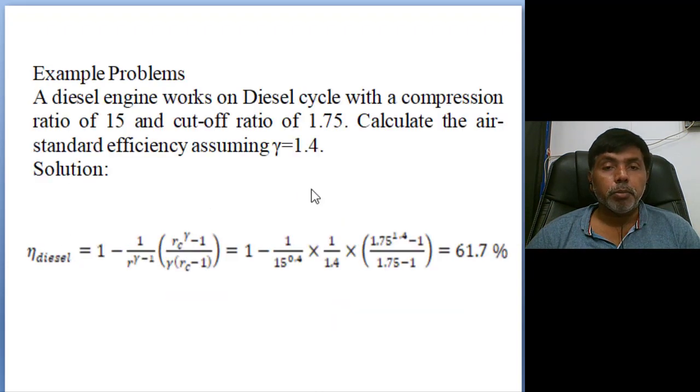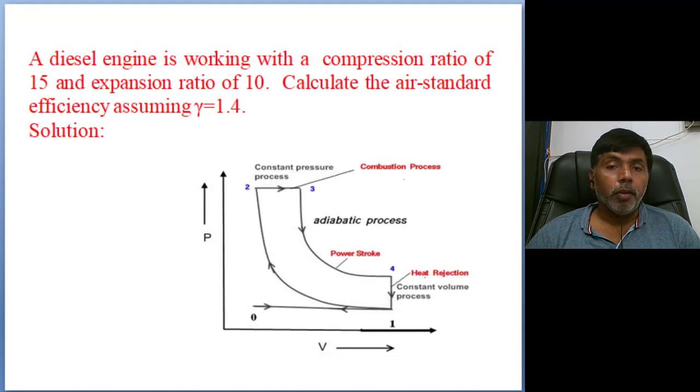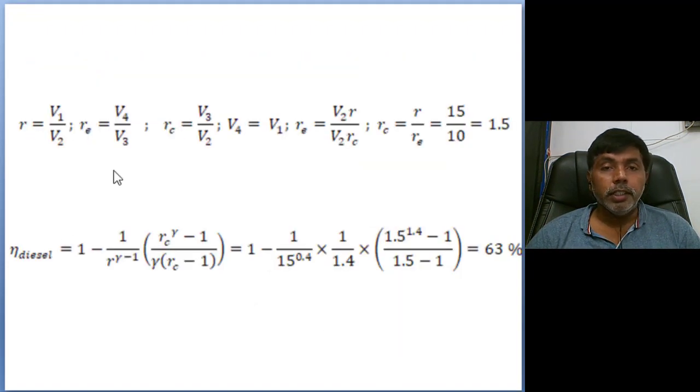Then we solved some direct problems and some more problems. Here they gave the expansion ratio and we want to determine the cutoff ratio. How do we determine it? Compression ratio equals cutoff ratio into expansion ratio. The compression ratio r equals cutoff ratio into expansion ratio. This is one of the shortcut methods. You can determine the cutoff ratio and then the remaining efficiencies and unknown parameters.